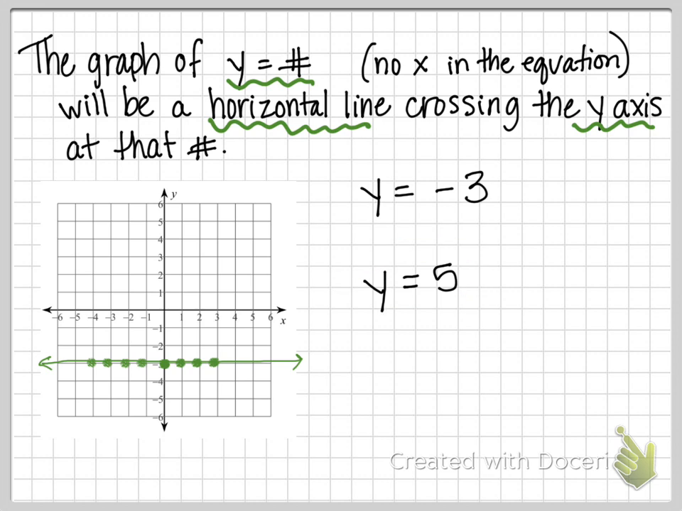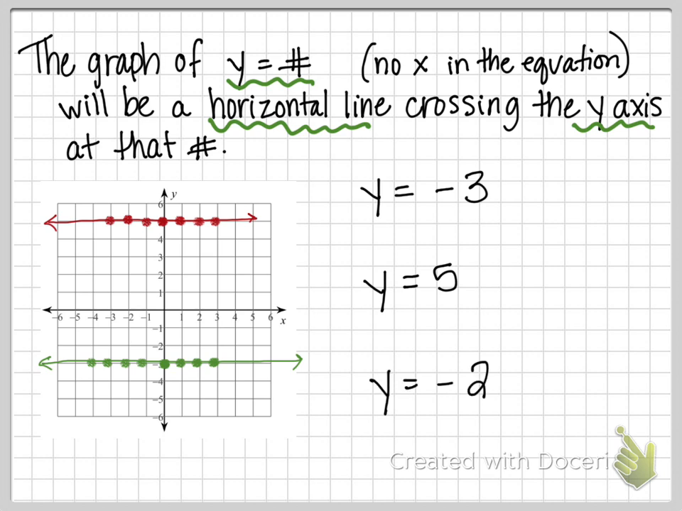No x in this equation, so we know it's going to cross the y-axis at positive 5. No matter what x equals, y is always 5. So our line is going to look horizontal, crossing the y-axis at positive 5.